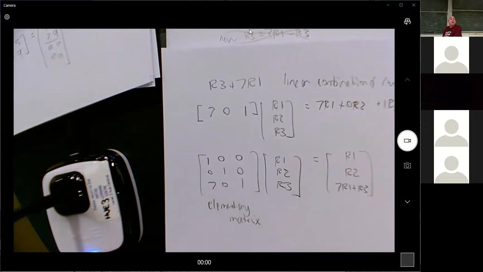Cool. If you wanted to do column operations, you'd put a matrix on the other side, because to get a linear combination of the columns, you need to put a column on the right-hand side. But we don't do column operations, but just to let you know, it's a possibility.